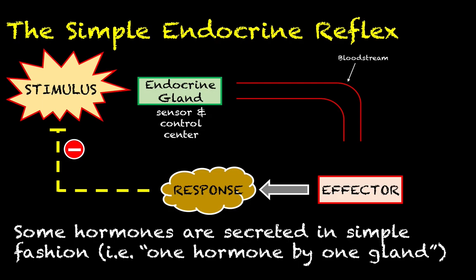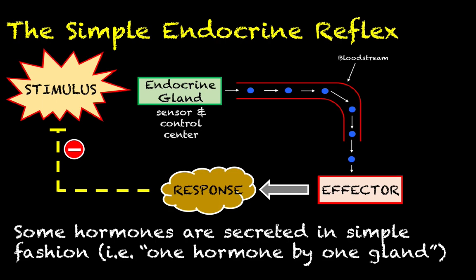This looks a lot like one of our typical negative feedback homeostasis loops that we've talked about before. The idea here is that a stimulus is detected by an endocrine gland, which is acting as both the sensor and the control center in this case. And then the way that gland responds as the control center is it secretes a hormone into the bloodstream.